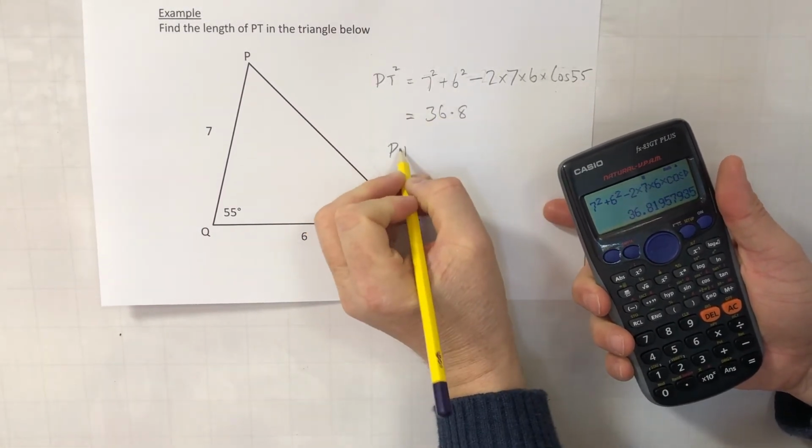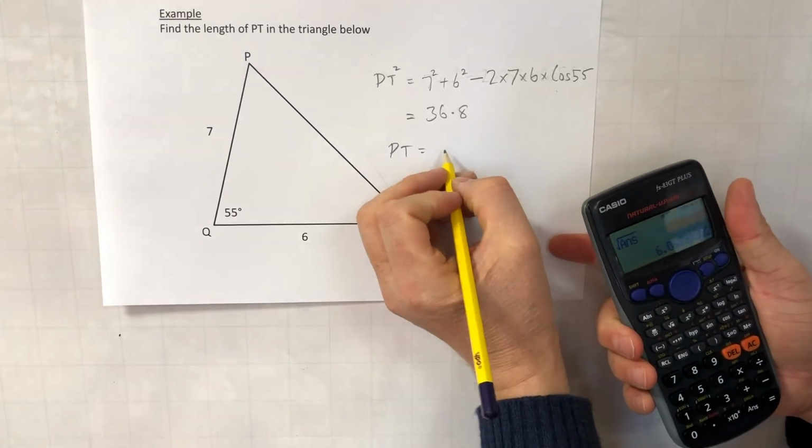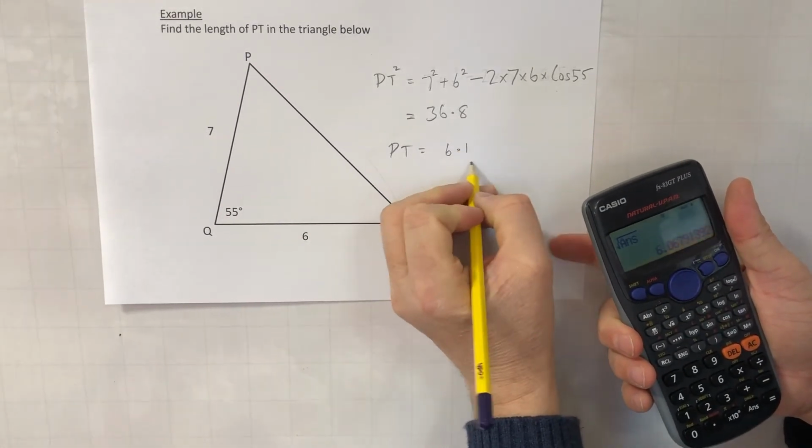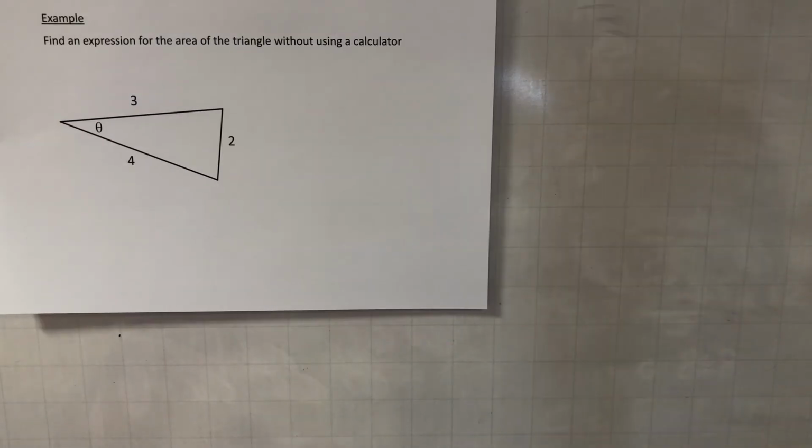So therefore PT equals the square root of that, because that's PT squared, so square root of that, which comes out to be 6.1 to 1 decimal place, but you could go to 2 as it doesn't tell you anything else. So far with the sine rule, cosine rule, it's just using your knowledge of GCSE, and it's how could they make sine rule, cosine rule more complicated for you.